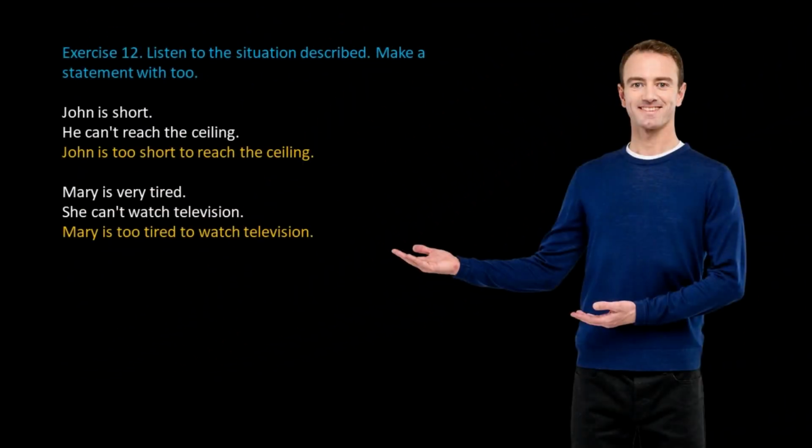Exercise 12. Please listen to the situation described. Make a statement with to. For example, John is short. He can't reach the ceiling. John is too short to reach the ceiling. Mary is very tired. She can't watch television. Mary is too tired to watch television.